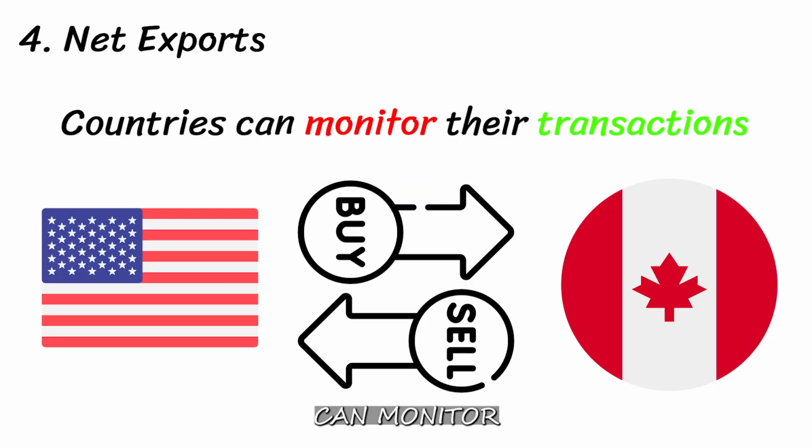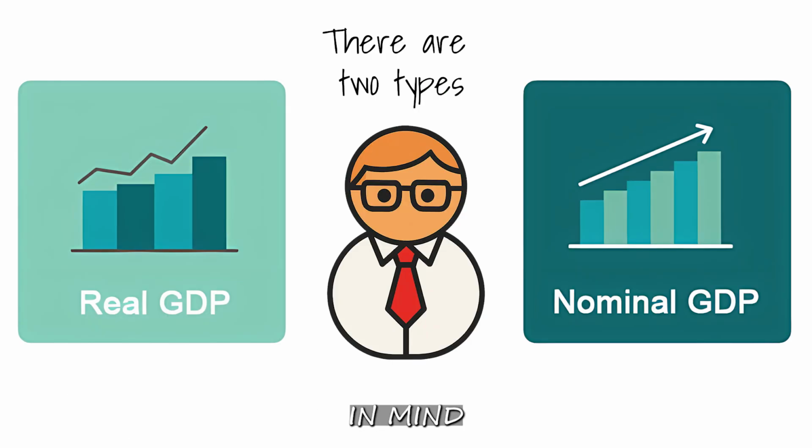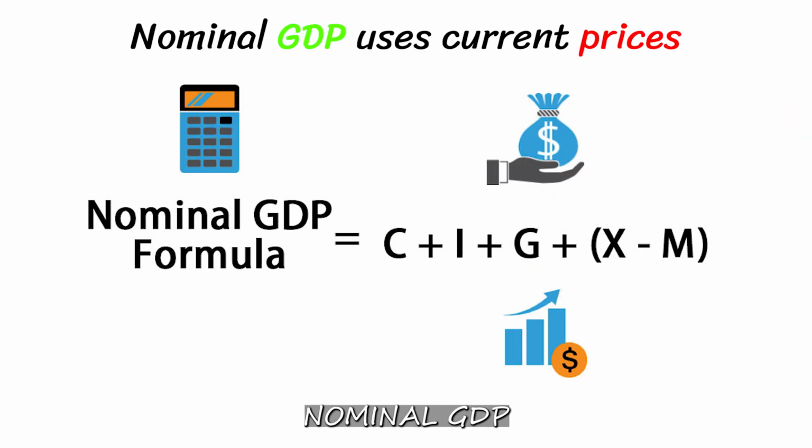That way, a country can monitor the balance they maintain when it comes to how much they buy from others and how much they sell to others. Real versus nominal GDP. With that in mind, we must also mention that there are 2 types of GDP, real GDP and nominal GDP. You'd find that nominal GDP is the figure you get when you measure the value of all the goods and services at their current price.